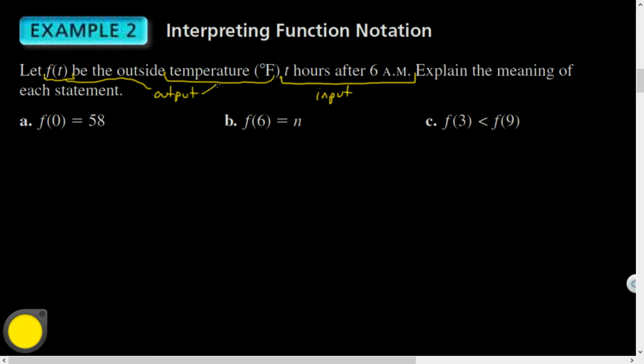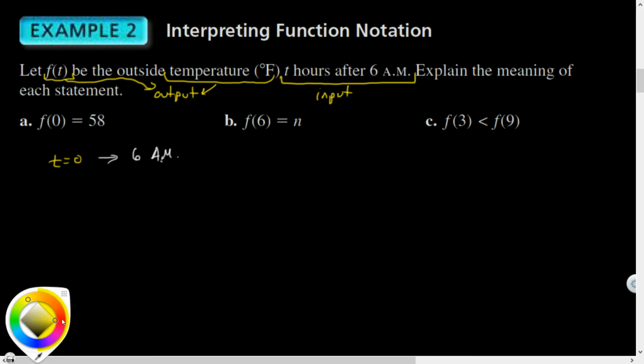Okay, so the output is the temperature, the input is the time measured in hours after 6 a.m. So if time equals 0, what does that mean in terms of hours after 6 a.m.? What time of day is it? It's 6 a.m., all right? T equals 0 corresponds to 6 a.m. Does that make sense?